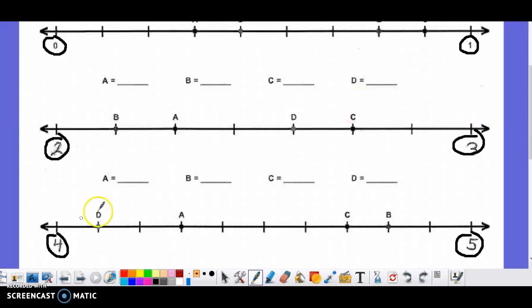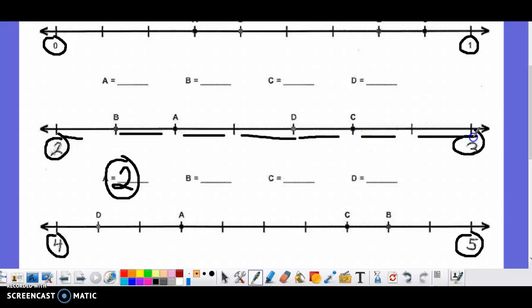So let's look at the second one. For A, B, C, and D, every single one of these is going to be a mixed number that starts with the whole number of 2. For A, I have my whole number first, then I count the spaces. 1, 2, 3, 4, 5, 6, 7, and that is my new denominator. And my numerator is when I count the sticks after the whole number. 1, 2, which means A is 2 2/7.